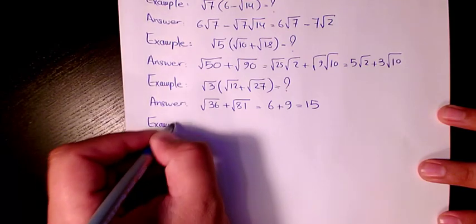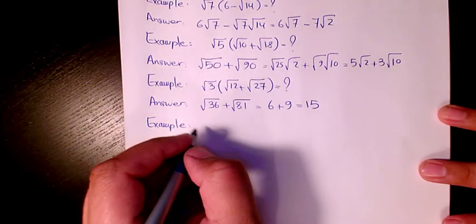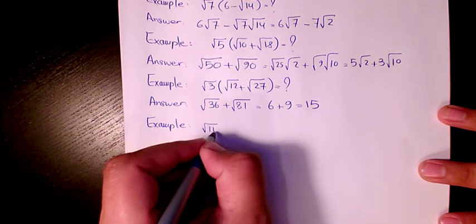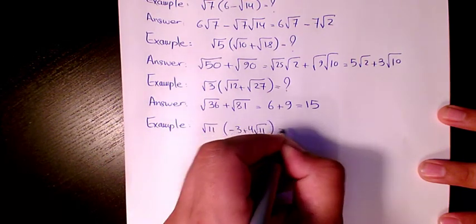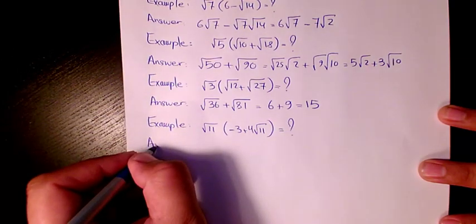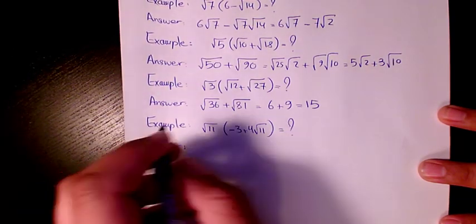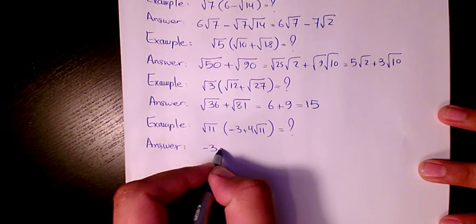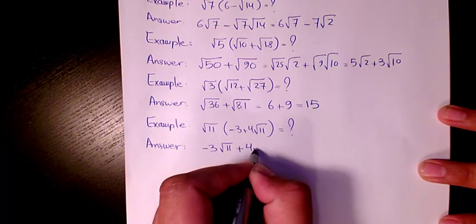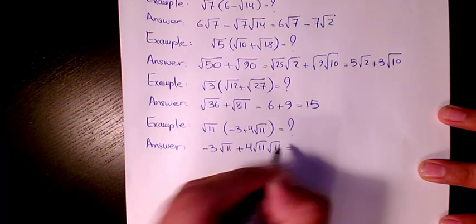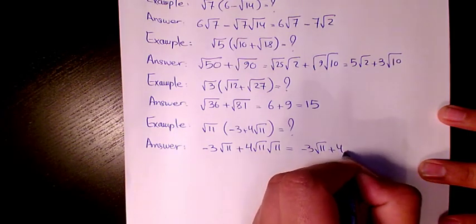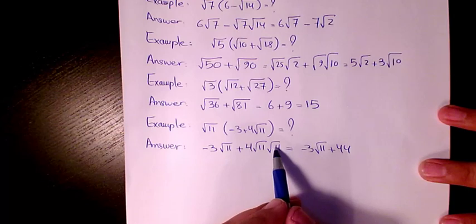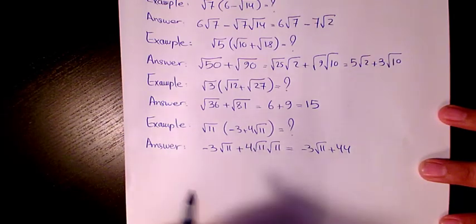Next example, we have root 11 times negative 3 plus 4 root 11. Answer is negative 3 root 11 plus 4 root 11 times root 11. That makes it negative 3 root 11 plus 44, because root 11 times root 11 is going to be just 11.